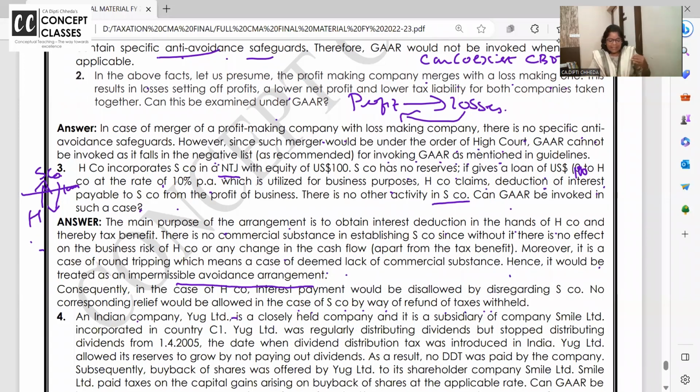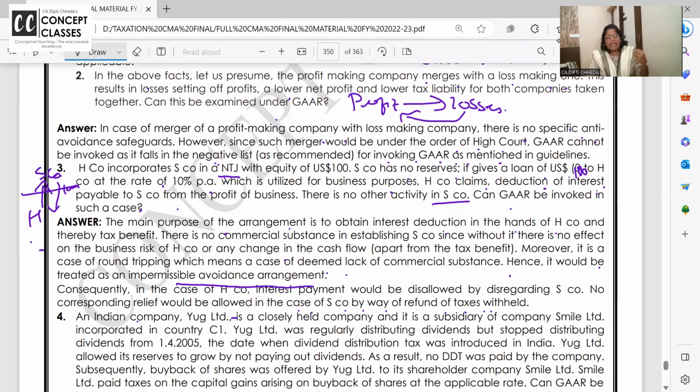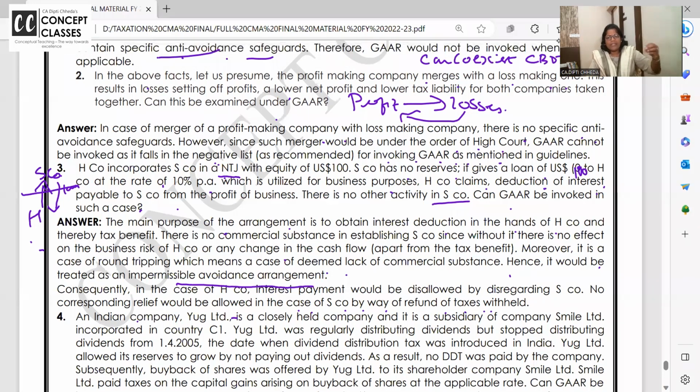Holding companies in India, they have incorporated a subsidiary company in a no tax jurisdiction, जहाँ कुछ tax नहीं है. Subsidiary company is not having reserves and all, but it gives loan to the holding company, and holding company claims interest paid to subsidiary as deduction, whereas they only have funded the subsidiary. Can GAAR be invoked? Answer is yes.